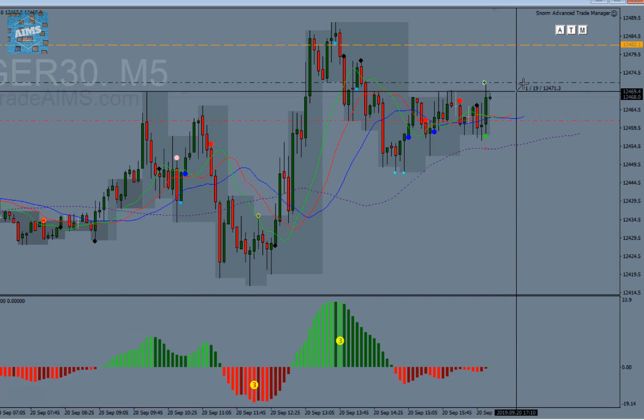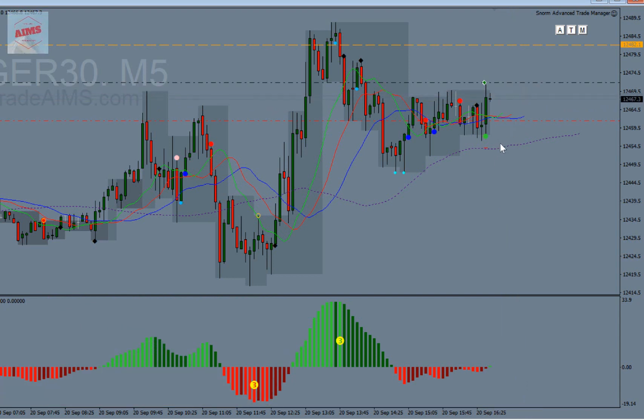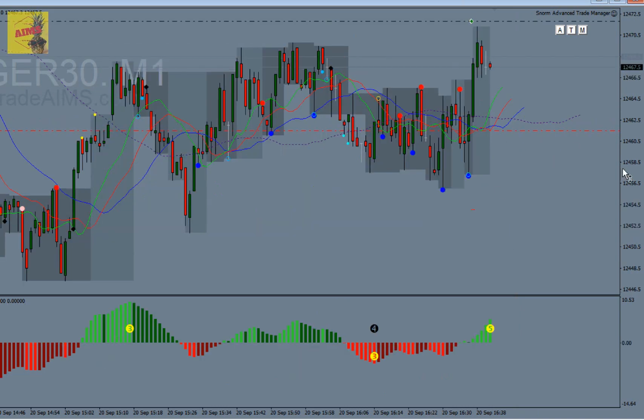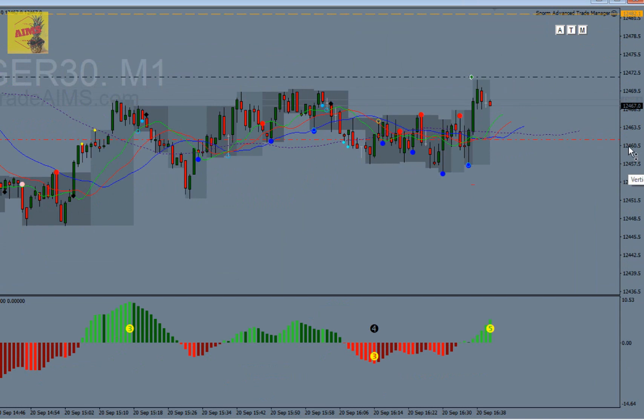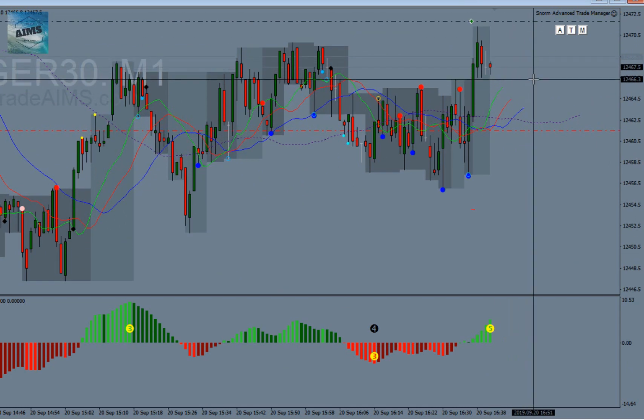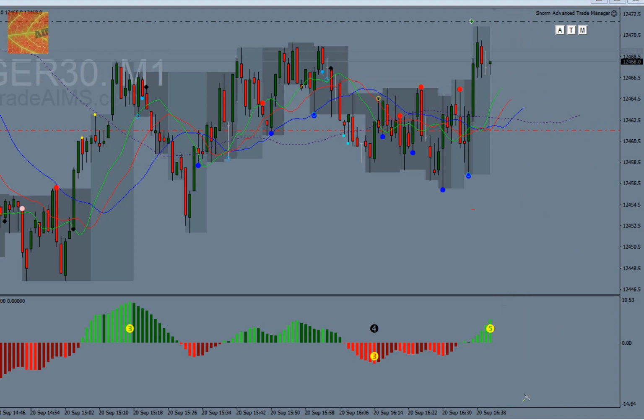It kind of broke out, touched the order, it took us in, and then it's pulling back. If we switch to the M1 chart, you will see that it took the order in there. Now it's coming back here, but in most cases it's going to come down here and do a little bit of up and down like this and go back up, and that's what we like to see.